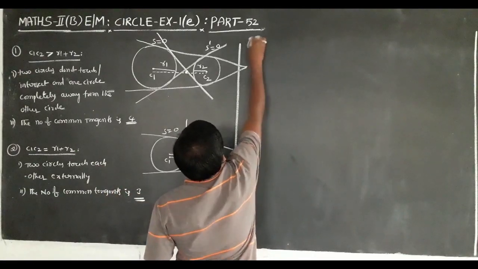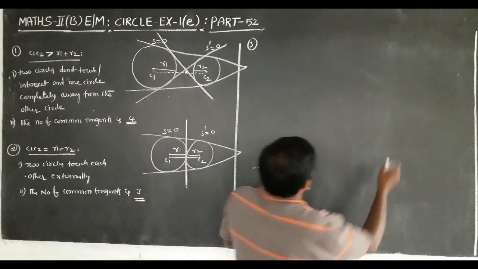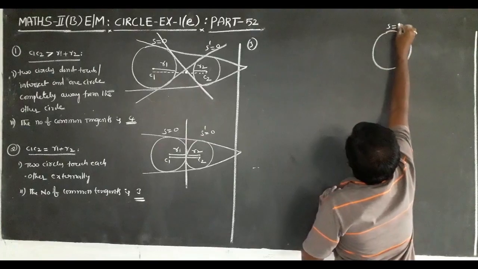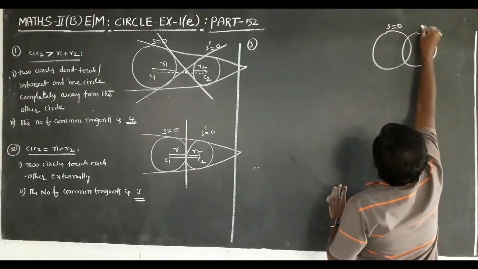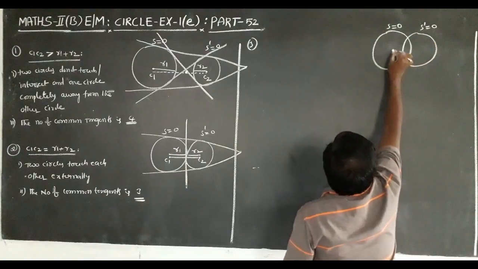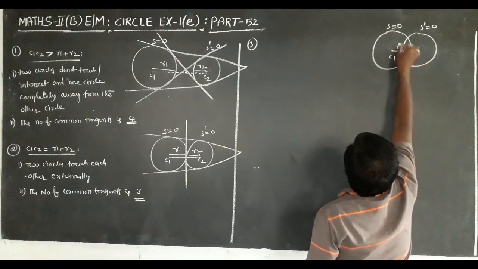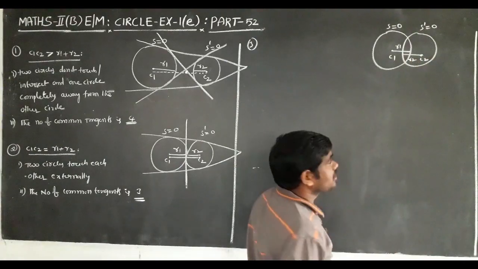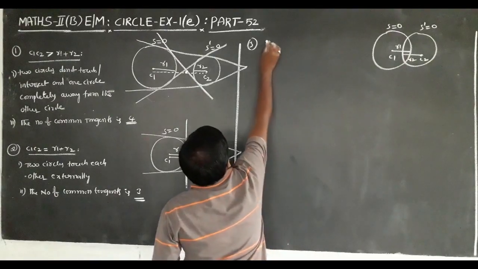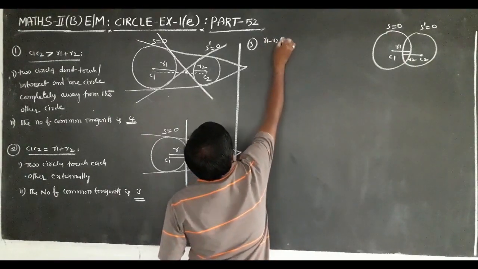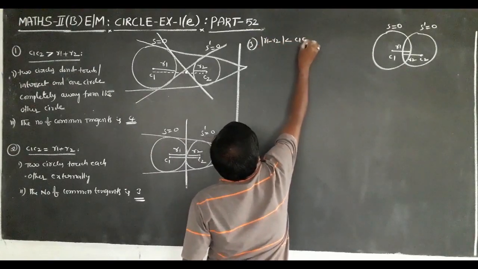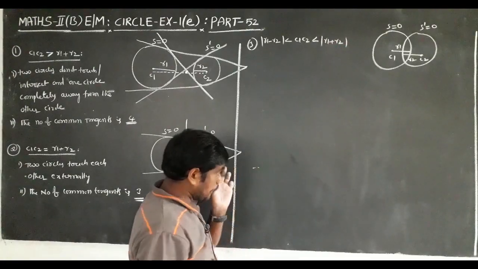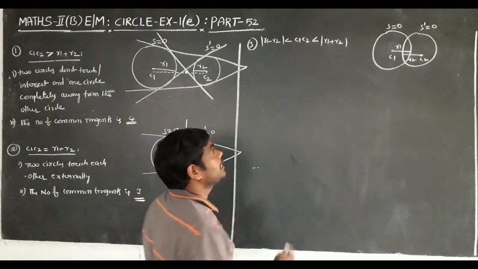Next one, third one. This is the circle S equal to 0 and this is the circle S dash equal to 0. C1 is the center, R1 is the radius, C2 is the center, R2 is the radius of the second circle. If mod of R1 minus R2 is less than C1C2, which is less than R1 plus R2, in this case, two circles intersect in two distinct points.